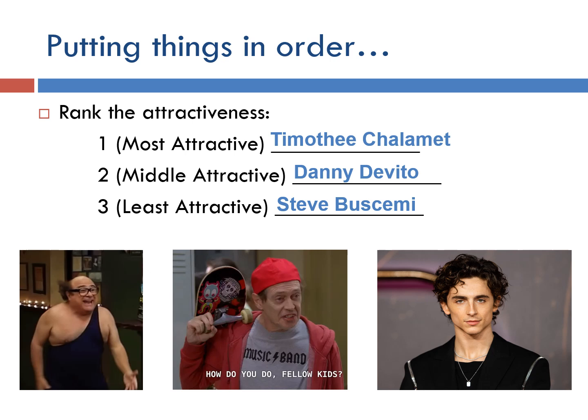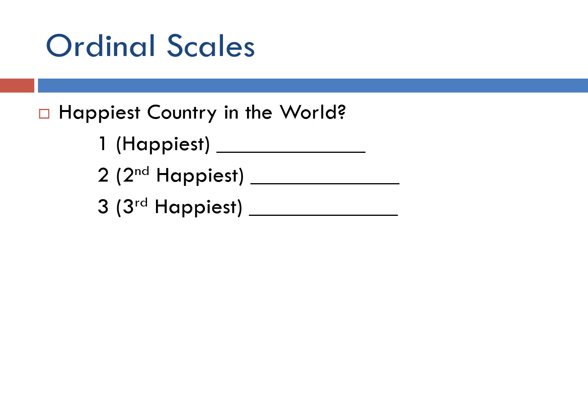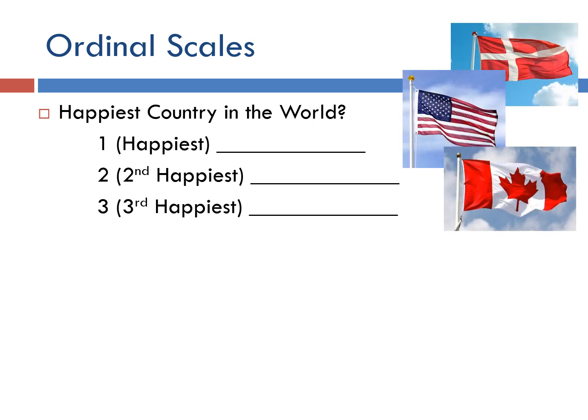And that's going to be an ordinal variable, because we have some order here. But there's a very important aspect of that order. Let's give another example: the happiest country in the world. Let's say we have Denmark, the USA, and Canada. People have actually assessed these three countries on their happiness, and we find that Denmark is one of the happiest. Canada and the USA are less happy than Denmark, but they're still pretty close.